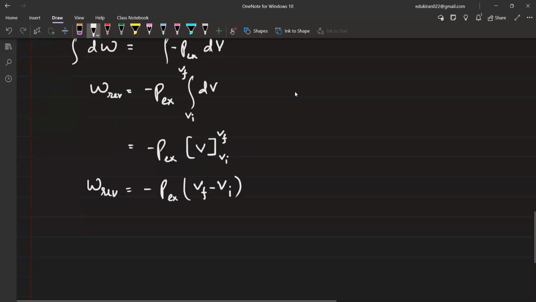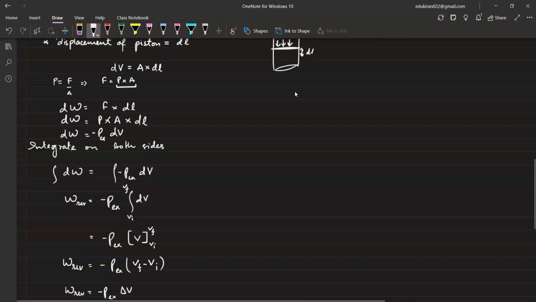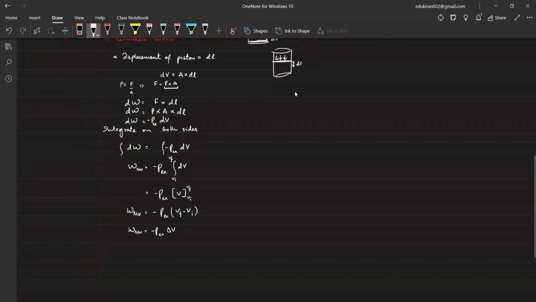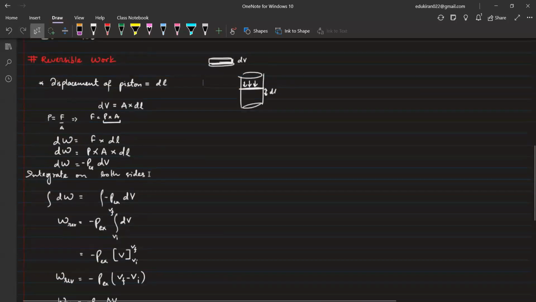I can easily write this. V final minus V initial is delta V. So there is not a big change when you see it like this. Minus P external into delta V. So please write this down. It is a small thing, but please write it down. There is not much difference between the reversible work and irreversible work if we look from the lens of external pressure.